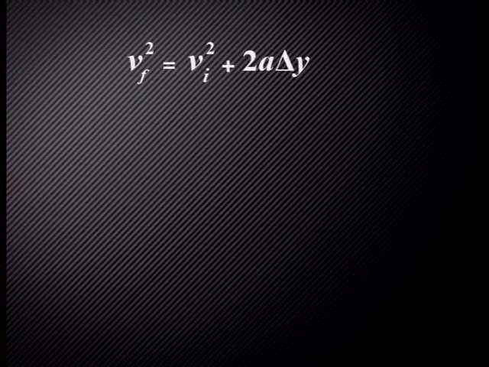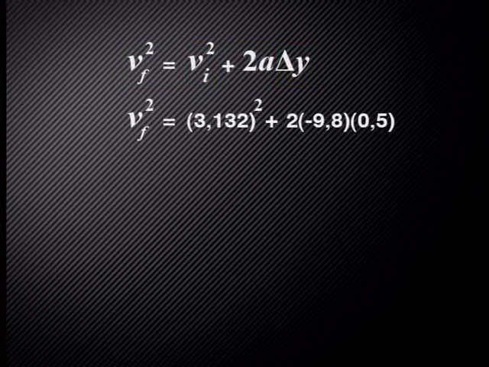We use the equation final velocity squared is equal to the initial velocity squared plus 2 times acceleration times displacement, because we have Vi, acceleration and distance traveled, delta y. So Vf squared is equal to 3,13 squared plus 2 times negative 9.8 times 0.5. Then Vf squared is equal to 9.8 minus 9.8, which is equal to 0.009.